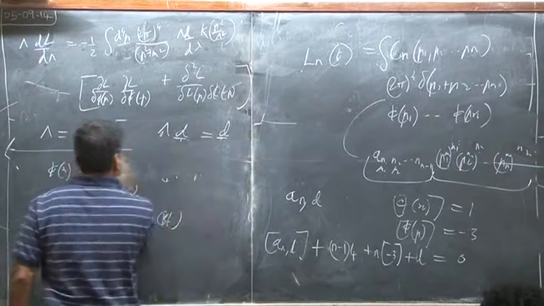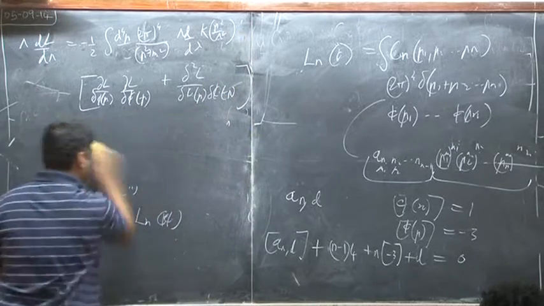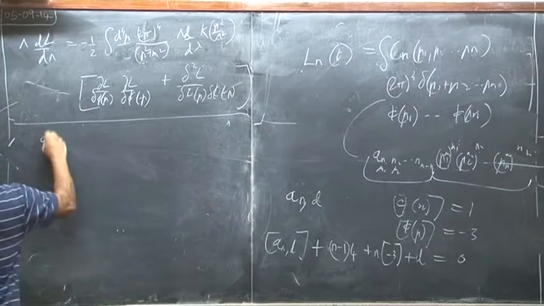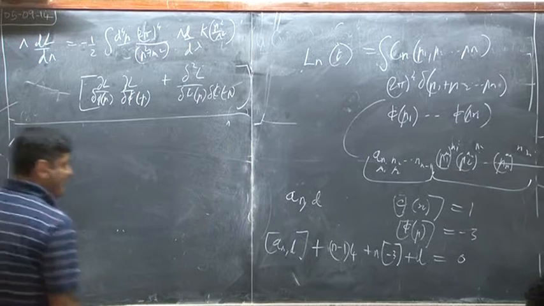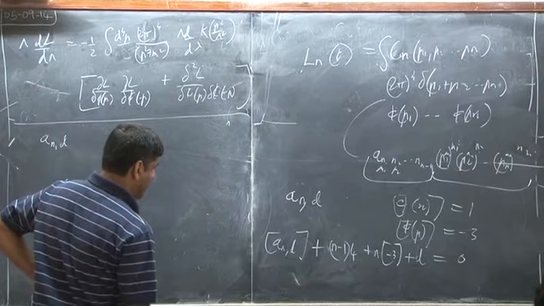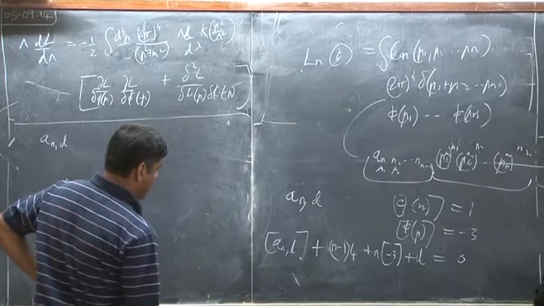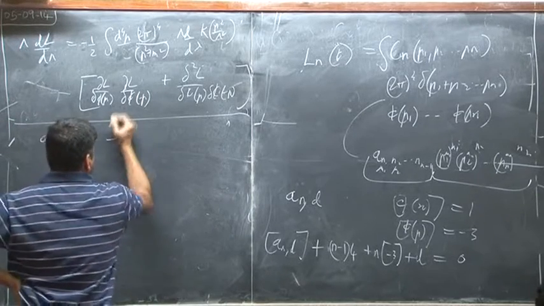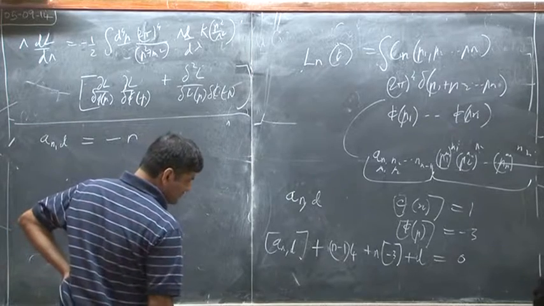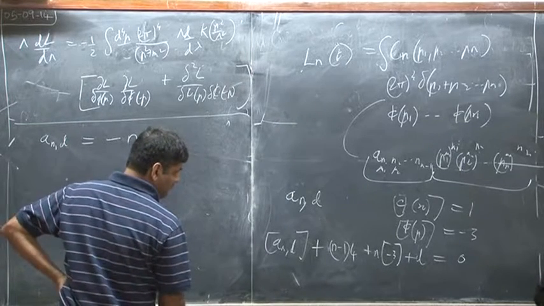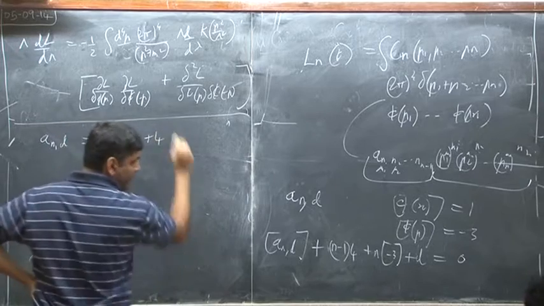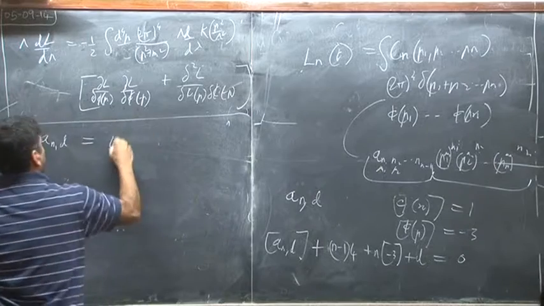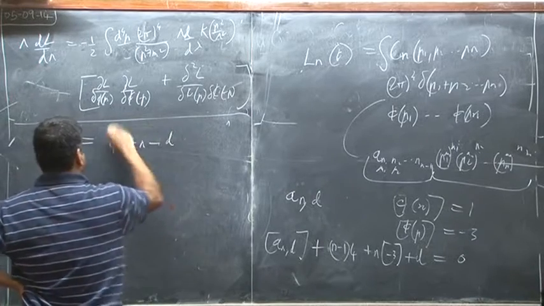So this tells us that the dimension of A of N D is equal to minus 4 minus N plus 4 minus D. So 4 minus N is C.